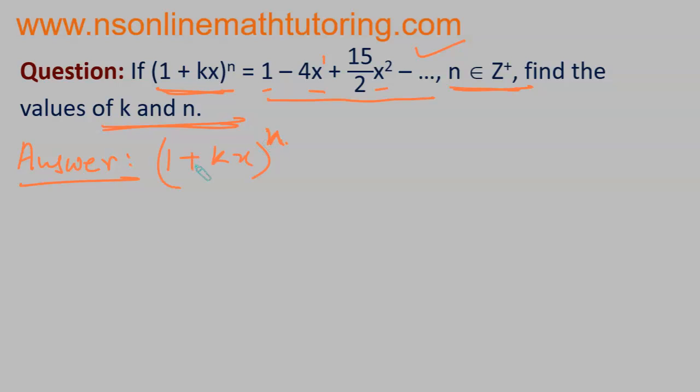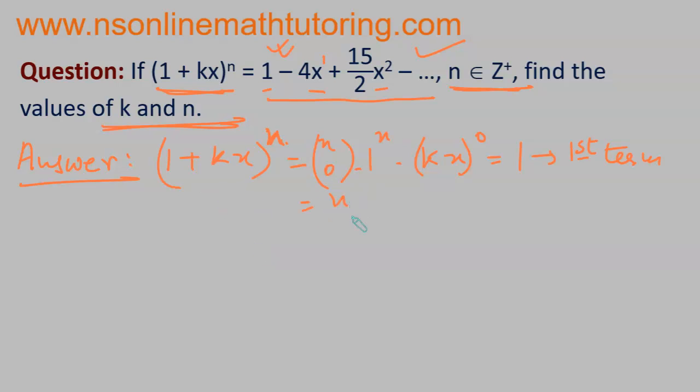So we can, and of course what will be the first term of this expansion? It is NC0, 1 raised to the power of n minus 0, that is n, and kx raised to the power of 0. So this is equal to 1, which we are seeing. So this is the first term. This does not help us in any way. Let us move on to the second term.